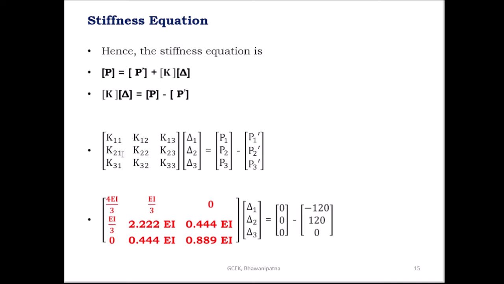Then put the values of the stiffness coefficients in this expression. So K11, K12, K13, K21, K22, K23, K31, K32, K33. These are the values. Then this is the displacement. This is the external force, and this is the force due to the external loading.